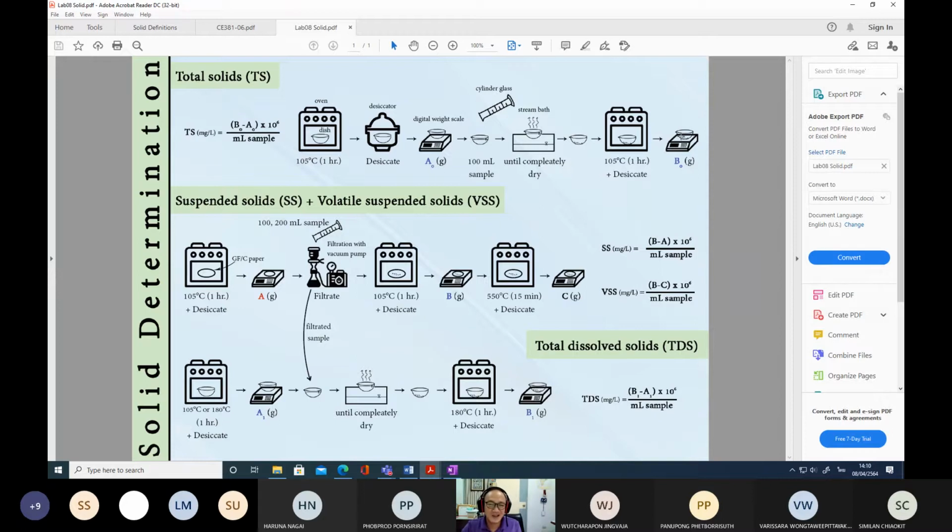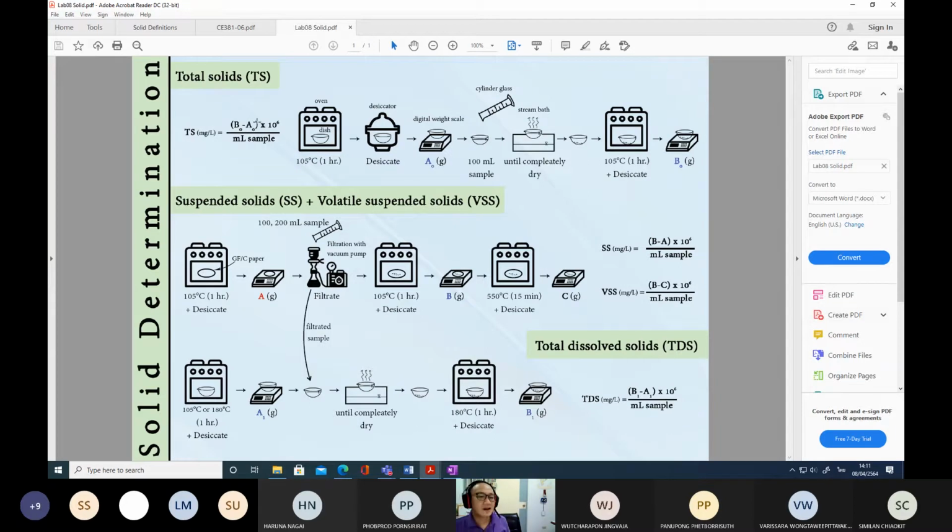After that, we wash this dish again. This dish now contains some solids inside, and its weight is B. So we just compare the weights. The result is given in grams and divided by the ml of sample. If you are using a 100 ml sample, you just divide by 100. And don't forget to convert the units. From grams to milligrams, you multiply by 10 to the power of 3. From milliliters to liters, you multiply by 10 to the power of minus 3 below. If you bring it up, it will be 10 to the power of 6. This is how we determine the total solids.